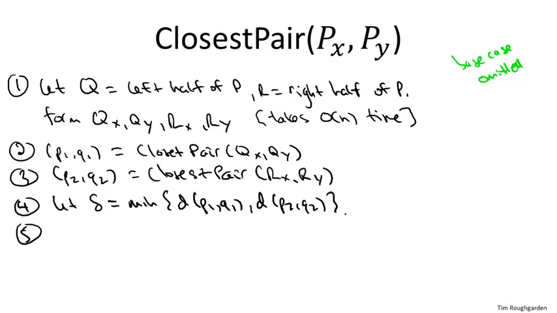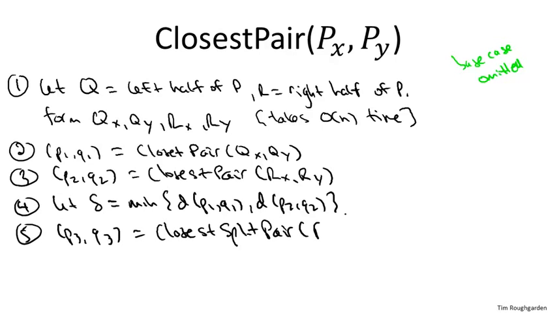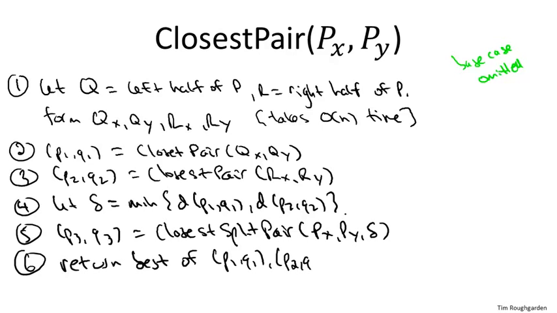Now we're going to pass this delta information as a parameter into our closest split pair subroutine. We're going to have to see why on earth that would be useful. I still owe you that information, but for now we're just going to pass delta as a parameter for use in the closest split pair. And then as before, we just do a comparison between the 3 candidate closest pairs and return the best of the trio. So just so we're all clear on where things stand, what remains is to describe the implementation of closest split pair.